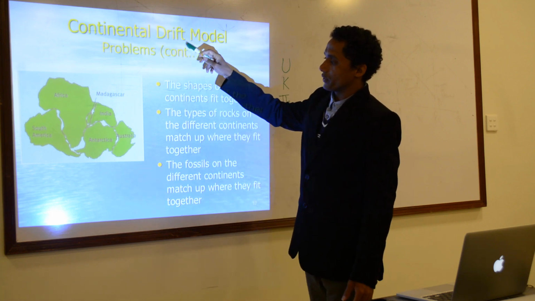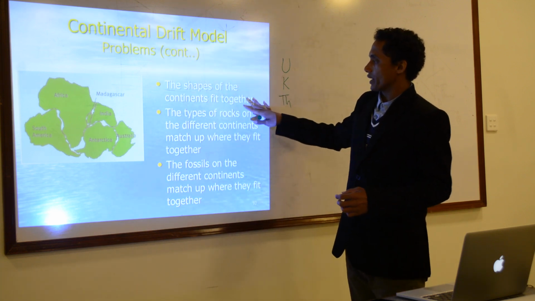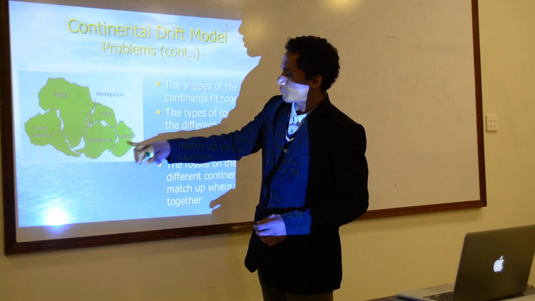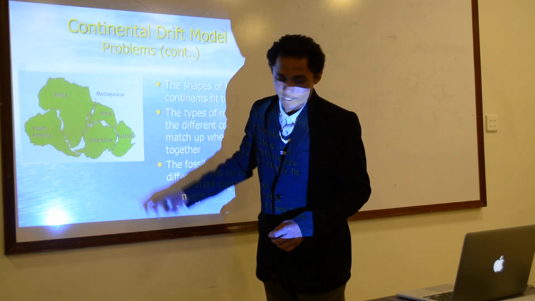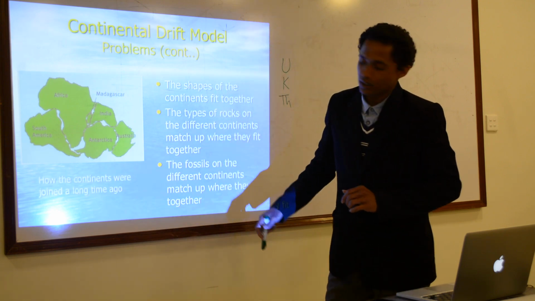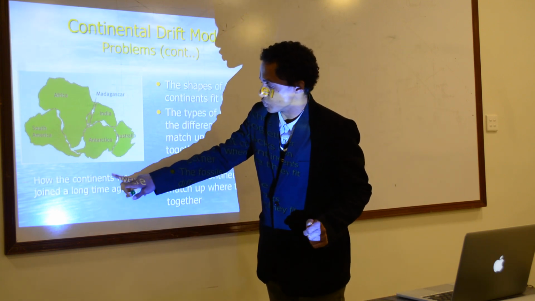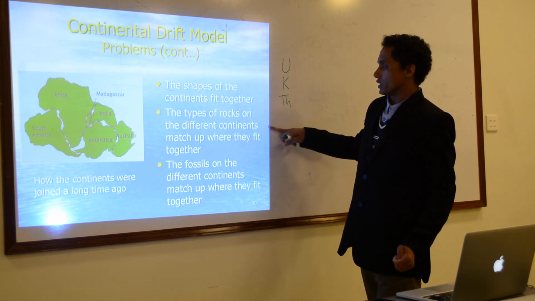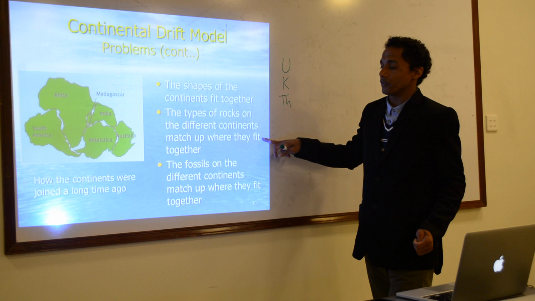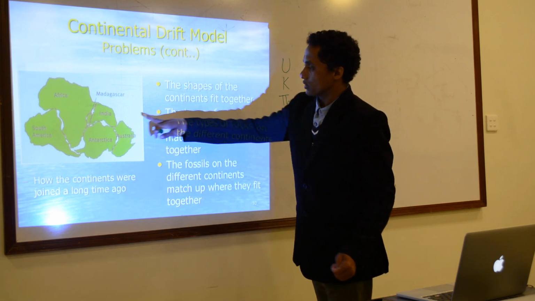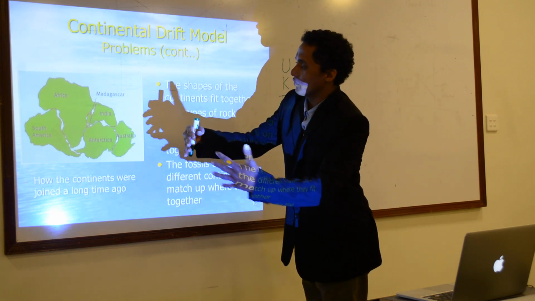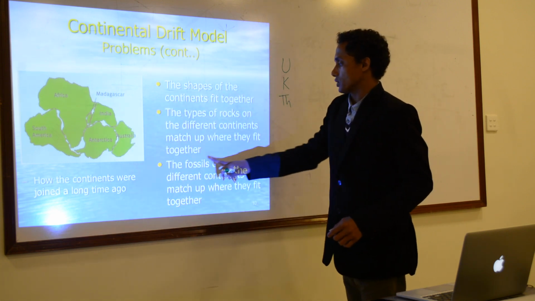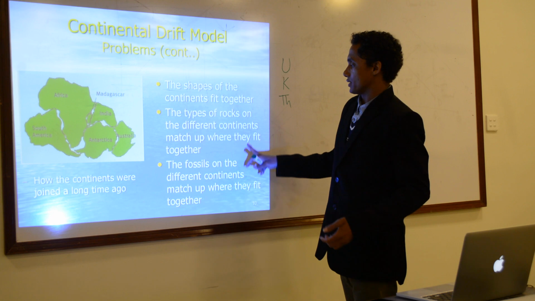This is still continuing, and we know the shapes of the continents fit together. These ideas were given by him, and we know these are the different continents here. We can also see how the continents were joined a long time ago. Here we can see that the types of rocks on the different continents match up where they fit together. So all these continents fit together and the rocks match, and they become different continents.